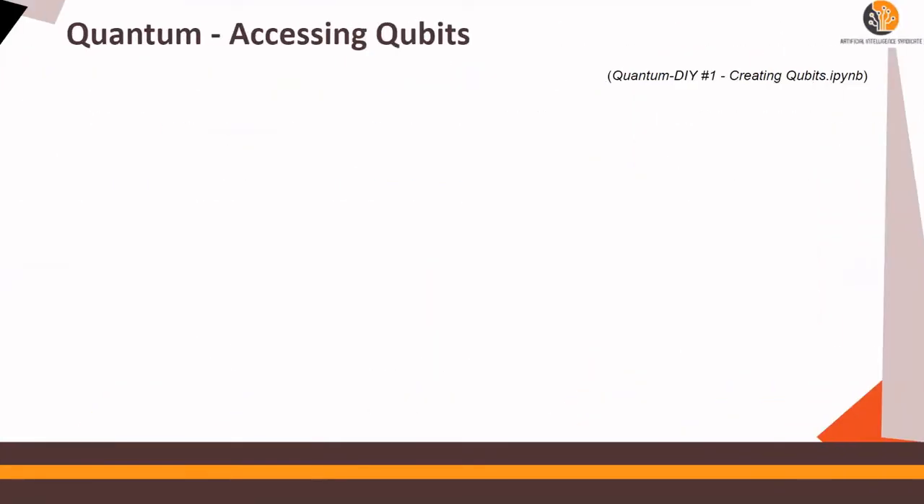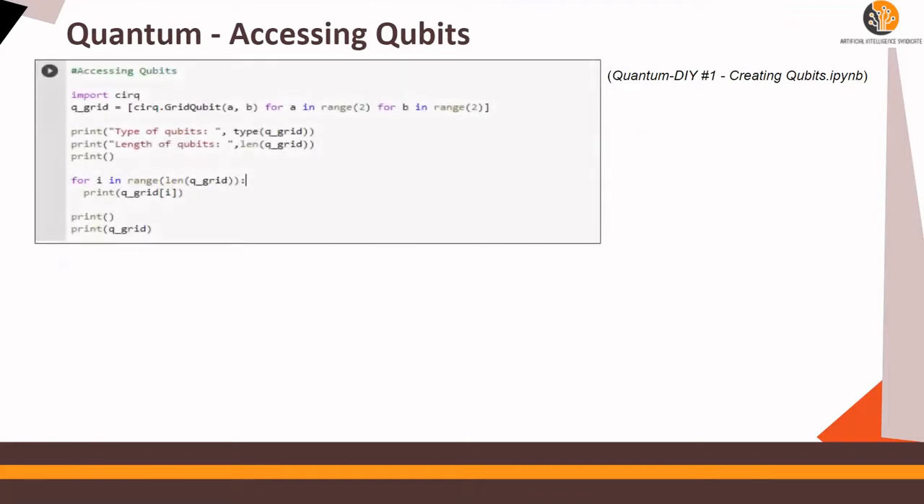All right, circle back. How do you access qubits? We just saw how you define or create qubits. Now we will see how you access the qubit. So again, accessing qubits, very simple. Import cirq, which is the library.